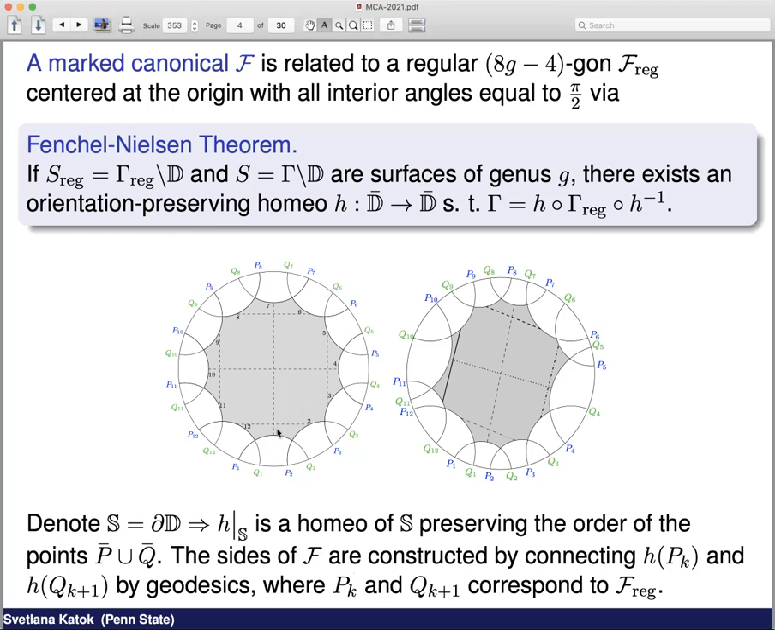So this is for the regular one, and then you look how H maps these endpoints, and you connect the endpoints, and you get a regular one. So actually, it's quite a deep theorem, and it gives you some different feeling of the Teichmüller space.